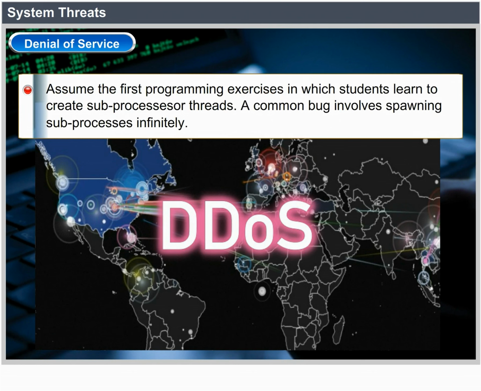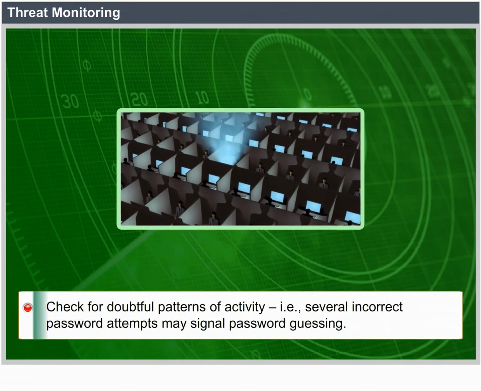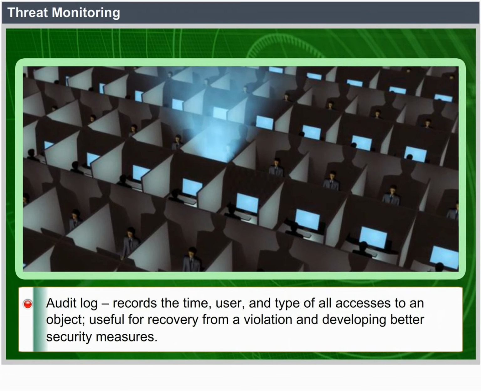Threat monitoring. Check for suspicious patterns of activity, that is, several incorrect password attempts may signal password guessing. Audit log records the time, user and type of all accesses to an object, useful for recovery from a violation and developing better security measures. Scan the system periodically for security holes, done when the computer is relatively unused.